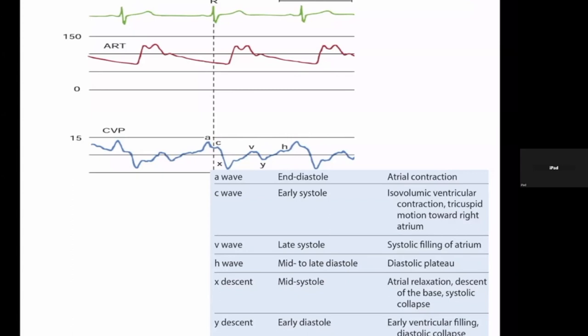Then comes the V wave. The V wave occurs when the atrium fills, before it empties into the ventricle. And then comes the Y descent, which occurs when the tricuspid valve opens up and the atrium empties into the ventricle. So this is called the diastolic collapse.